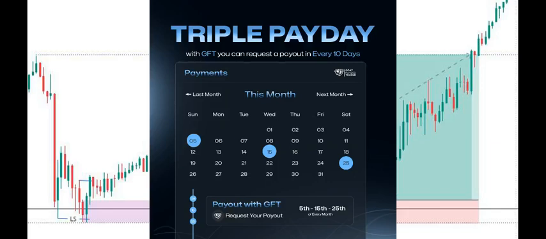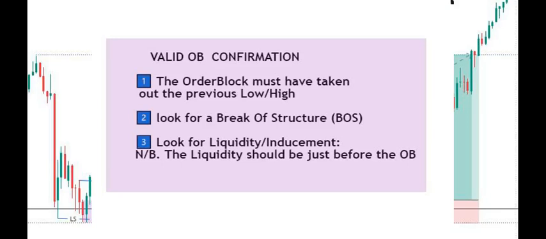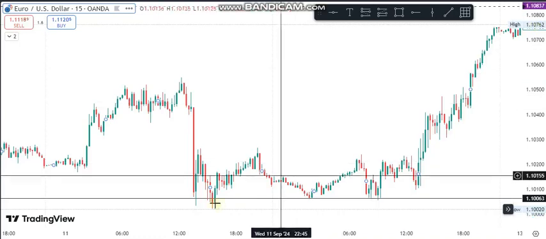Now let's go back to how to trade order block. Before you consider an order block to be valid and tradable, there are some confirmations that you need to look out for. One, the order block must have taken out the previous low or high. Second, look for a break of structure or a change of character, as you may call it. Third, look for liquidity or inducement. Note, the liquidity should be just before the order block. If you see a fair value gap, that's a bonus for you.